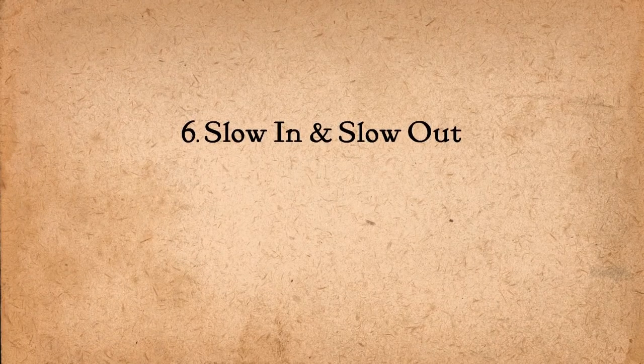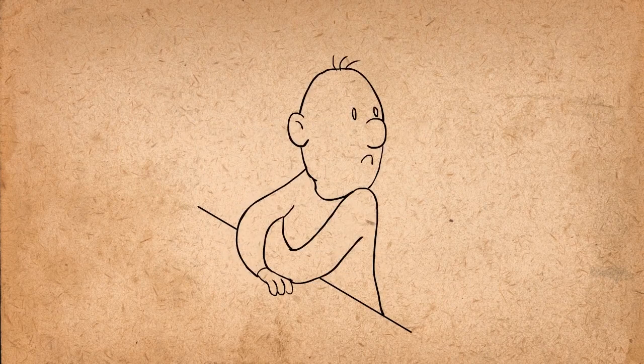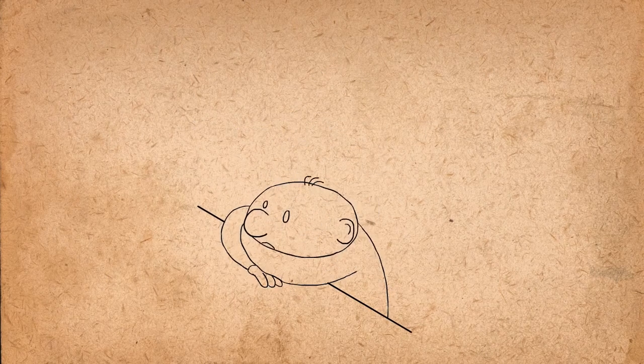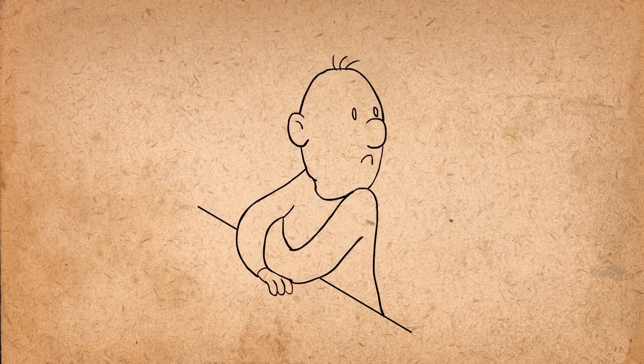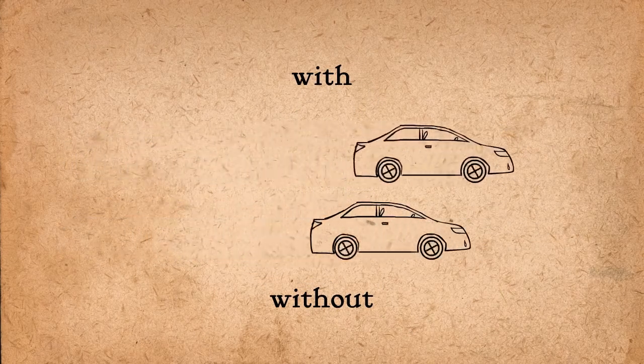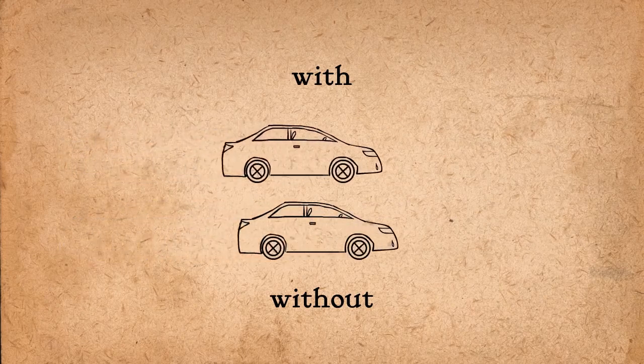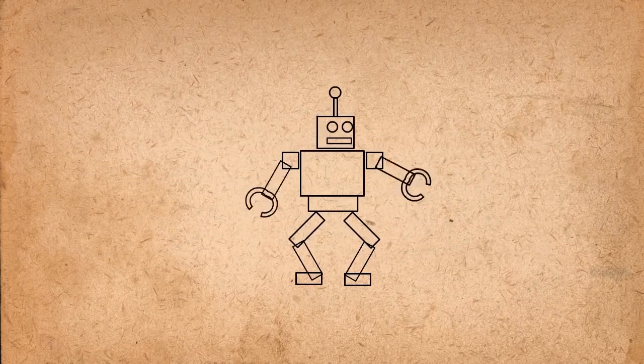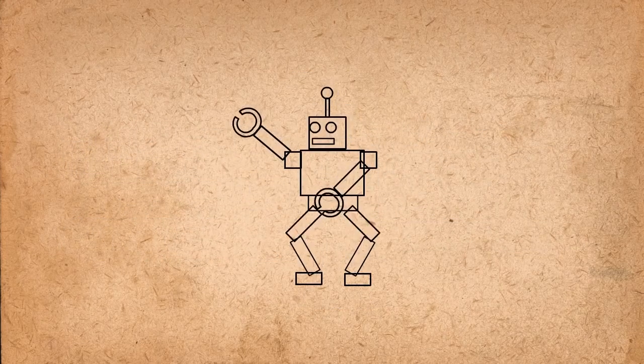Slow in and slow out. This principle refers to the way pretty much all movement starts slowly, builds speed, and finishes slowly. This is one of the most important principles to achieving lifelike motion. Without slow in and slow out, things feel mechanical. That's because robots are one of the only things that actually move their parts at a constant speed.